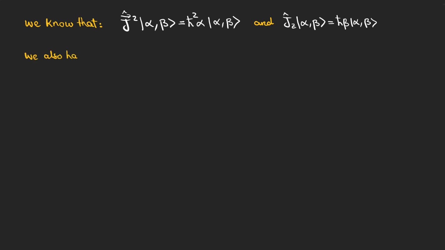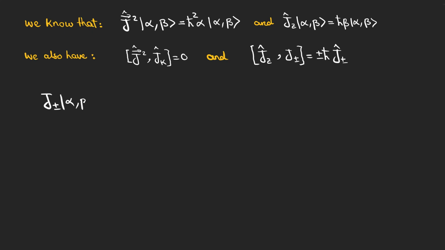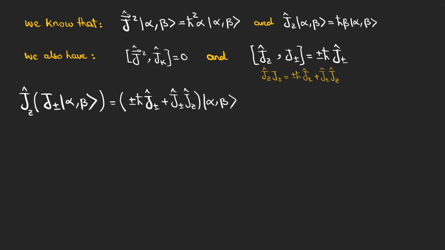Now let's get back to our eigenvalue and eigenfunction problem, to find the eigenfunctions and eigenvalues of j squared and jz. We also learned that these commutation relations apply. So if j plus and j minus act on our eigenfunctions and we act jz on them, based on this commutation relation, we can write it as plus or minus h bar j plus or minus, plus j plus or minus jz acting on alpha and beta. The first term gives this. For the second term, you can see that jz can act on alpha and beta, and we are left with this expression.